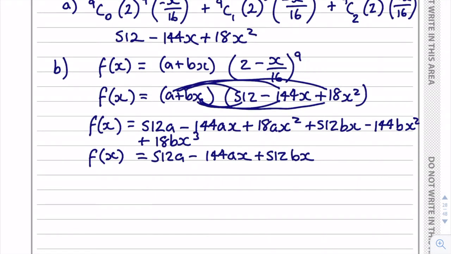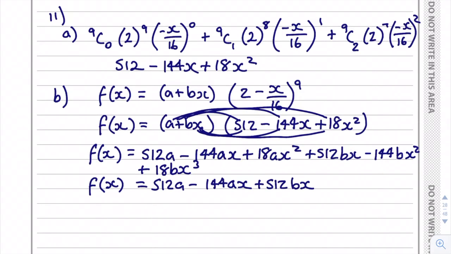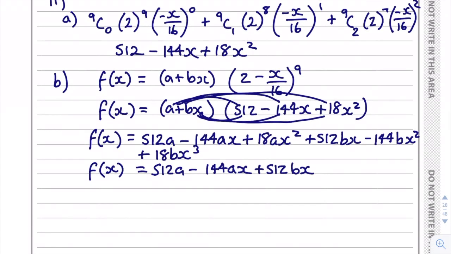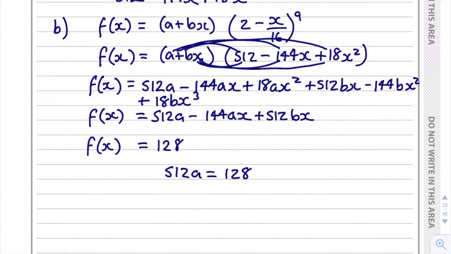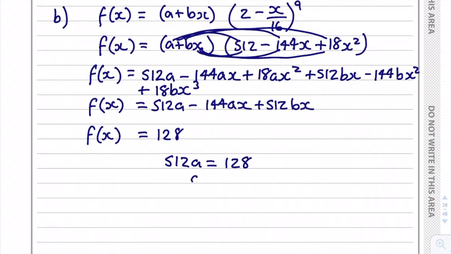And then for part B, I need to work out the value of a. Okay, so if I write the function underneath it, where this first term is 128, can you see that 512a will equal 128 if I equate coefficients? So now I've got an equation where I can solve for a, so I divide both sides by 512, and if I simplify this on my calculator, I get a quarter. So a is a quarter.